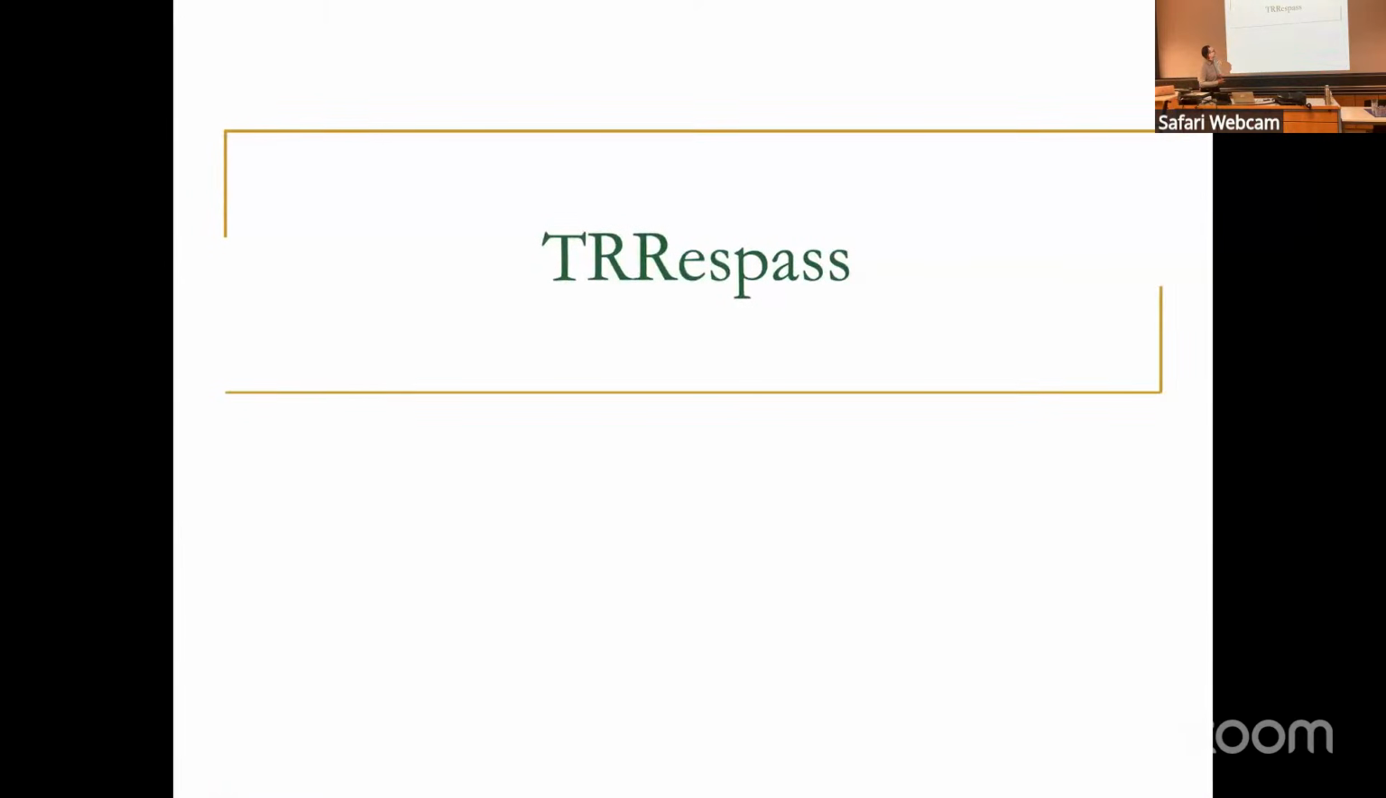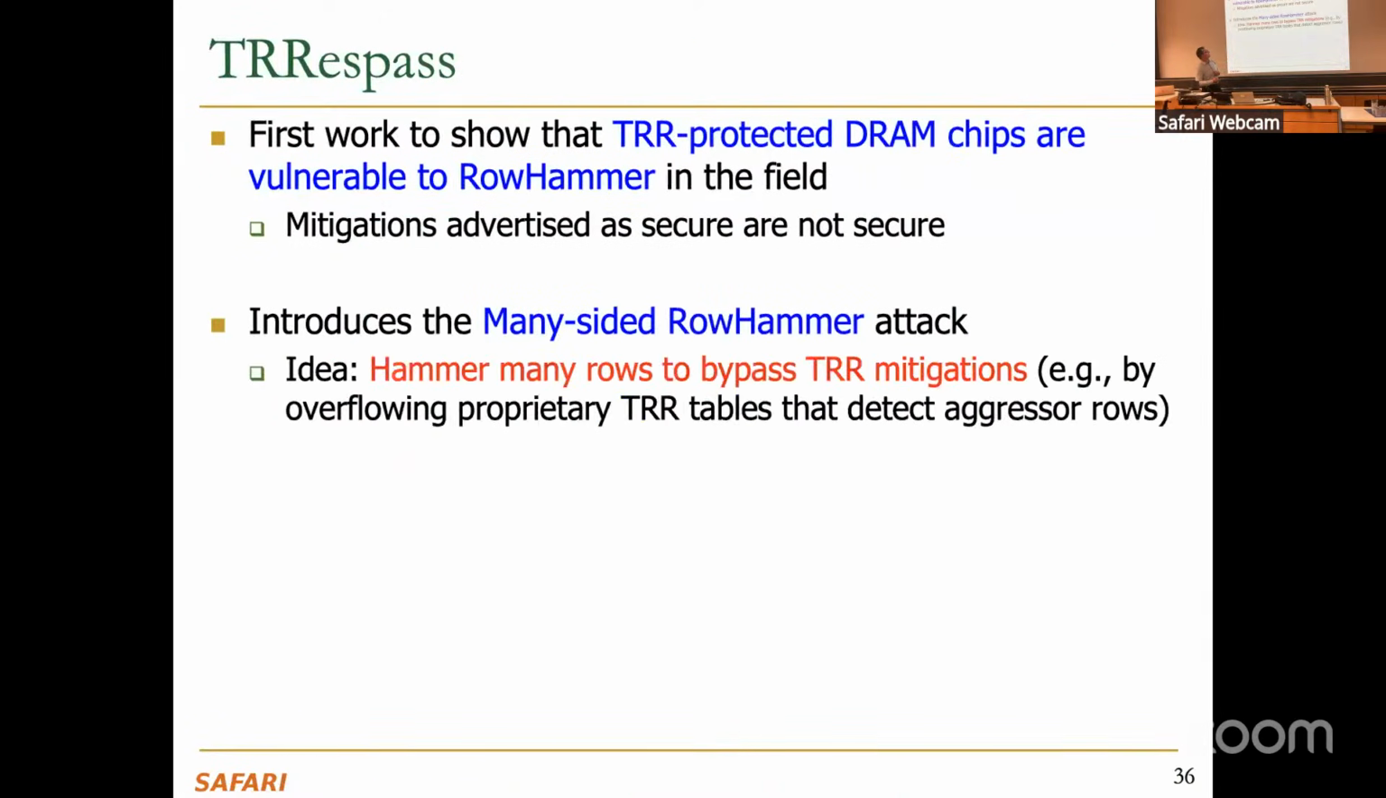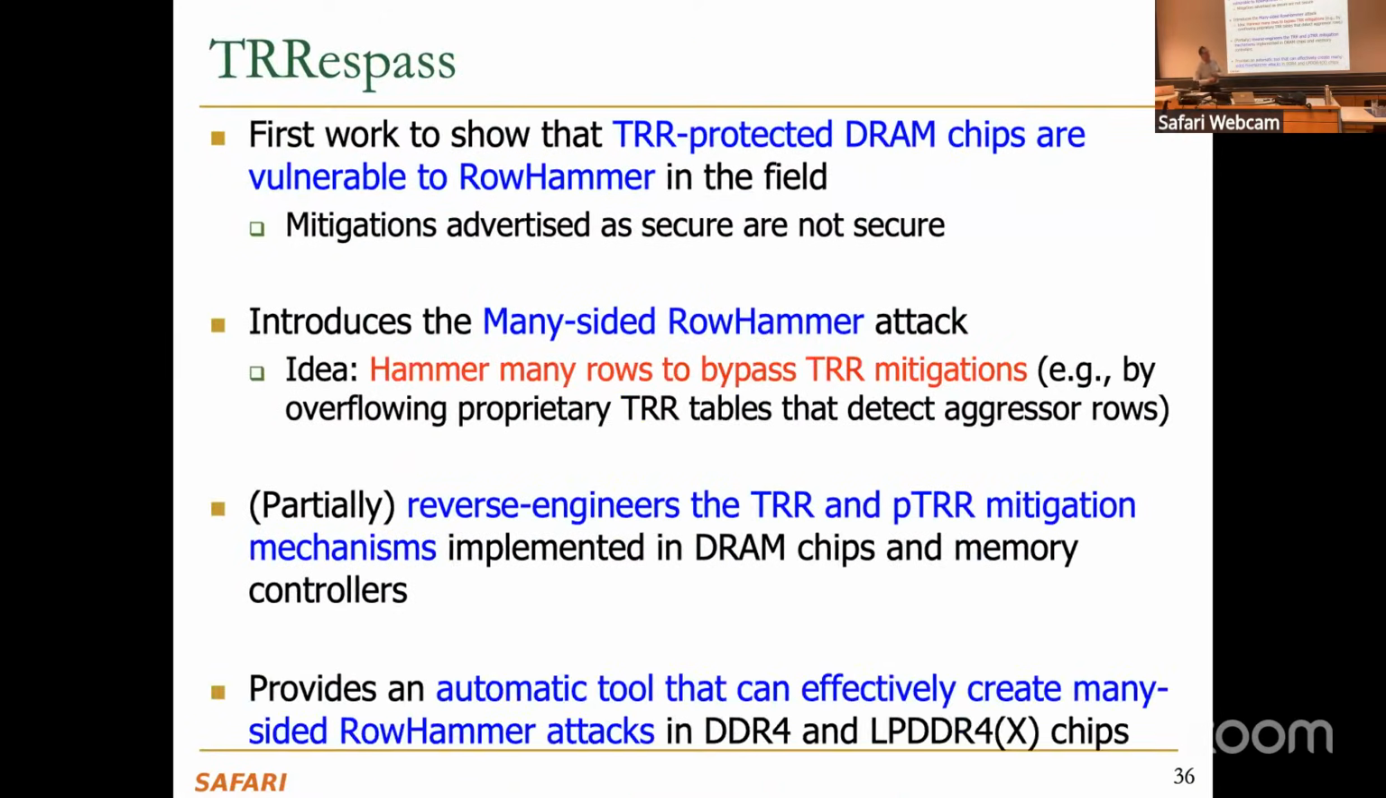Okay, so we also talked about the TRRespass work, where we demonstrated that you can induce these bit flips in DDR4 chips that are claimed to be not vulnerable to RowHammer. And we did that by reverse engineering the mitigation mechanisms. This is actually a very interesting area also. How do you reverse engineer what goes on in a chip without knowing what goes on? And we developed different methodologies, including the many-sided RowHammer attack.